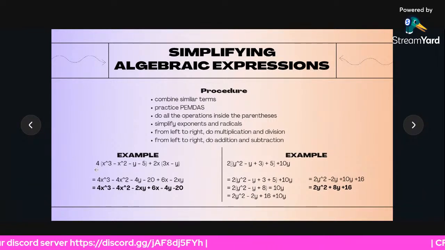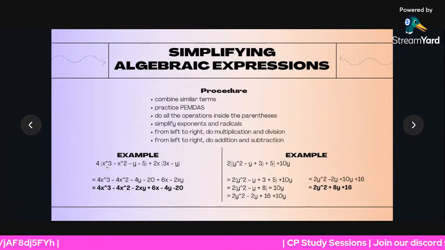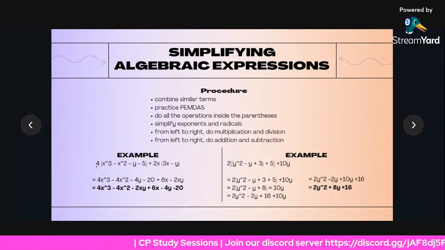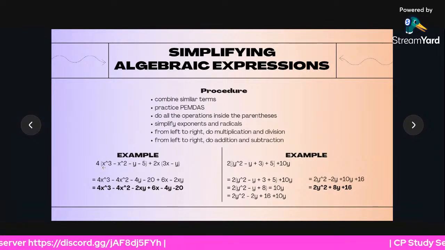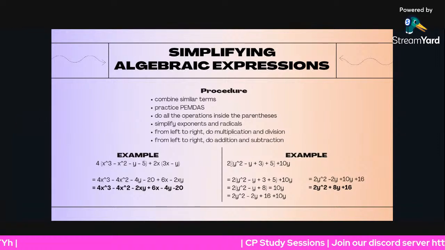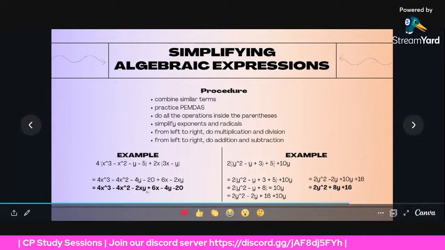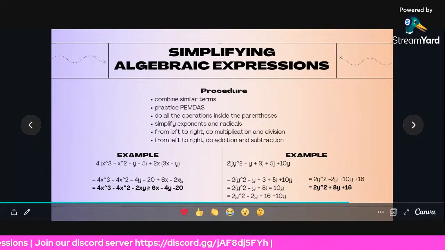So, here, 4 times x cubed results in 4x cubed. 4 times negative x squared, so it becomes negative 4x squared. 4 times negative y results in negative 4y. And then, the last term, 4 times negative 5 is equal to negative 20.